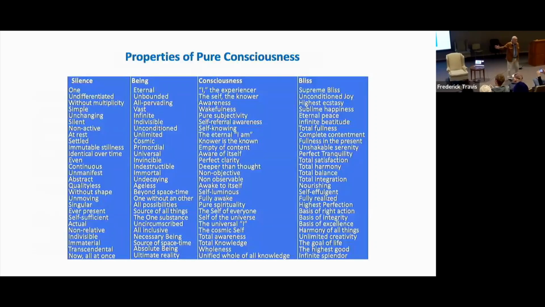You've heard Marcy say these things 100 times. It's one, it's simple, it's unchanging, it's unbounded, it's infinite, it's eternal, it's silent, it's non-active, it's at rest, it's self-knowing, it's a state of unchanging being, and it's supremely blissful, unconditioned joy, total fullness, eternal peace, infinite beatitude. These are expressions that have been used by Maharishi and throughout history to describe this state.